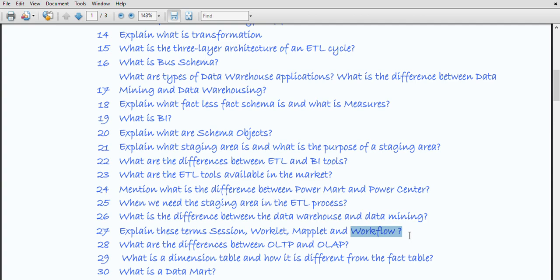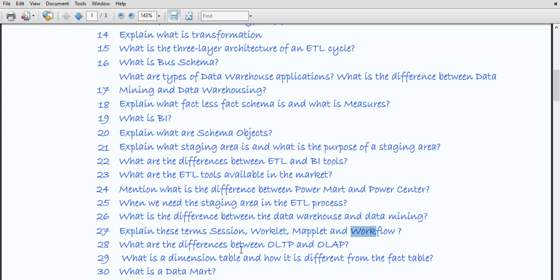So basically, first, what is meant by session? It is the set of parameters that tells the server how to move data from source to target. And workload represents the specific set of tasks given. Mapplet arranges or creates a set of transformations. And workflow is a set of instructions that tells the server how to execute the tasks.